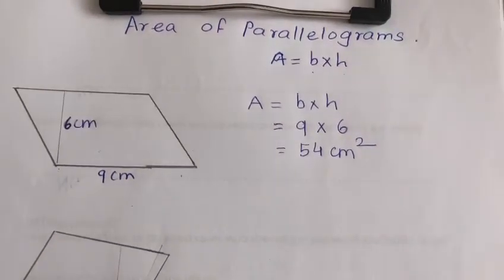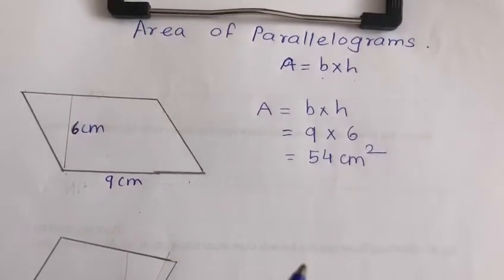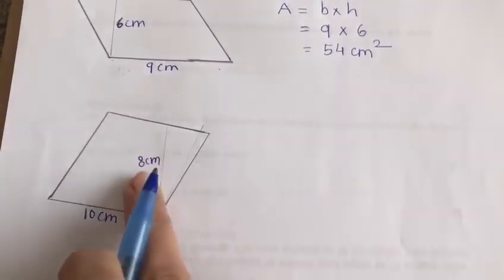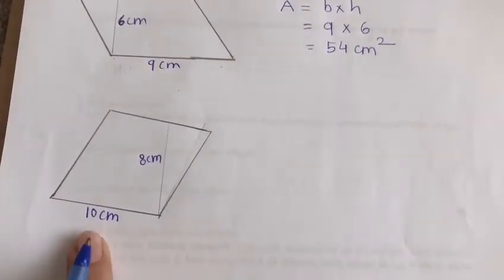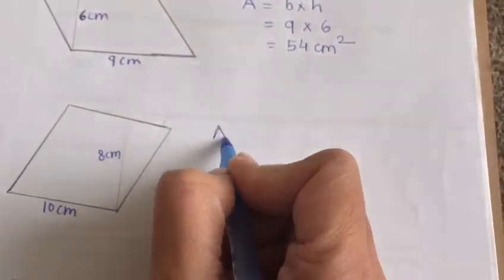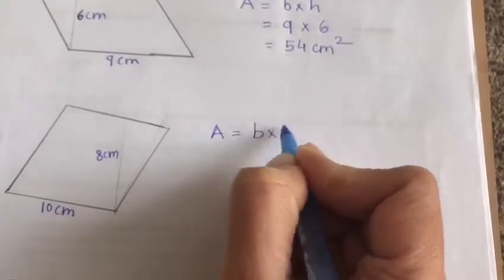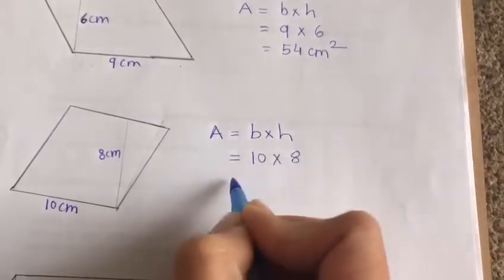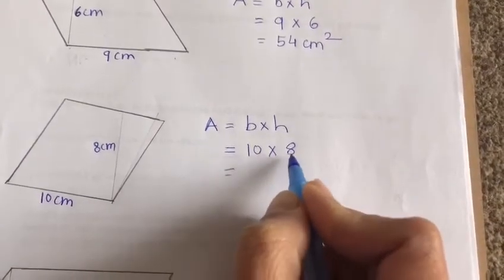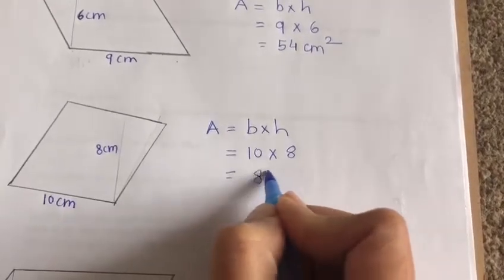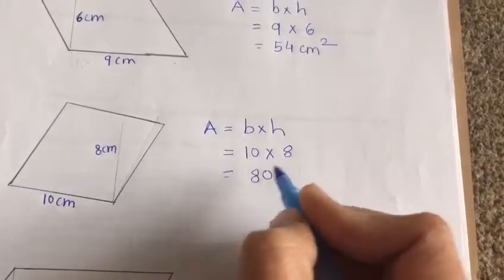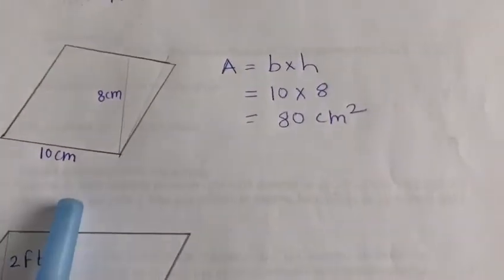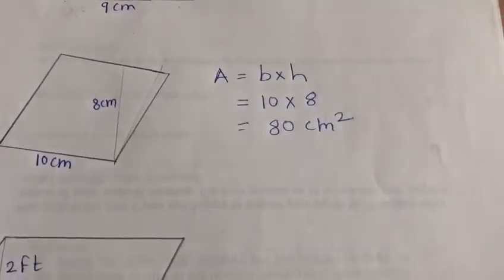So let's take another example. So in this parallelogram, the height is 8 cm and the base is 10 cm. So first write the formula of area. A equals B times H, where B base is 10 and height is 8. So 8 times 10 equals 80. And the unit is centimeter, so 80 centimeter square. The area of this parallelogram is 80 centimeter square.